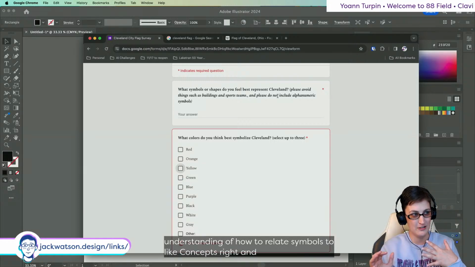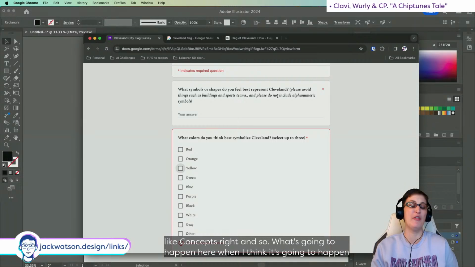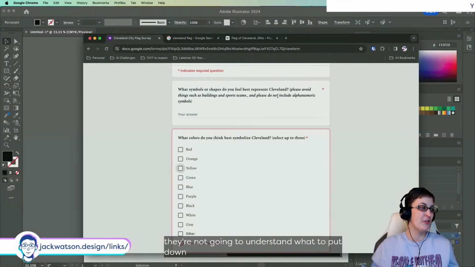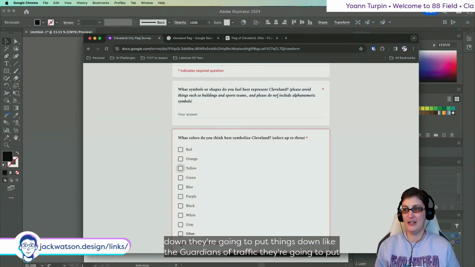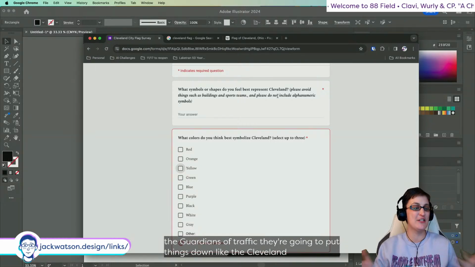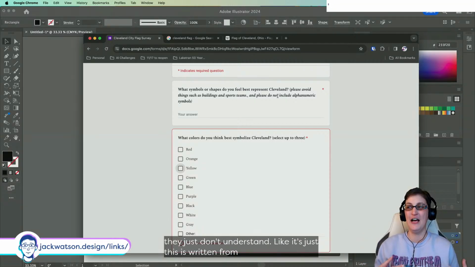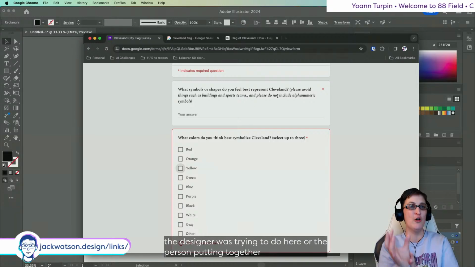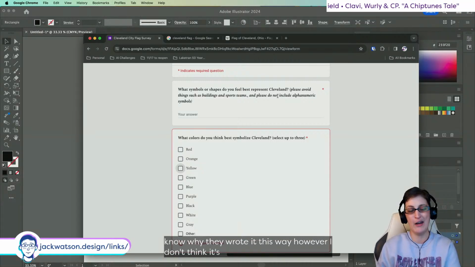What I think is going to happen is that people are not going to understand what to put down. They're going to put things down like the Guardians of Traffic. They're going to put down the Cleveland Browns, because they just don't understand. This is written from somebody's perspective. I understand what the designer was trying to do here, or the person putting together this question. I know why they wrote it this way. However, I don't think it's the right question.